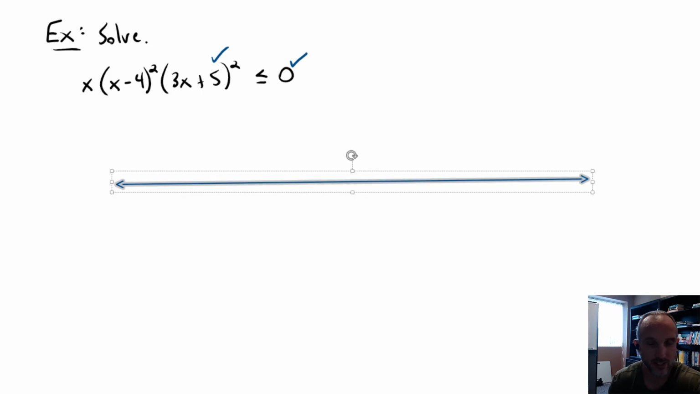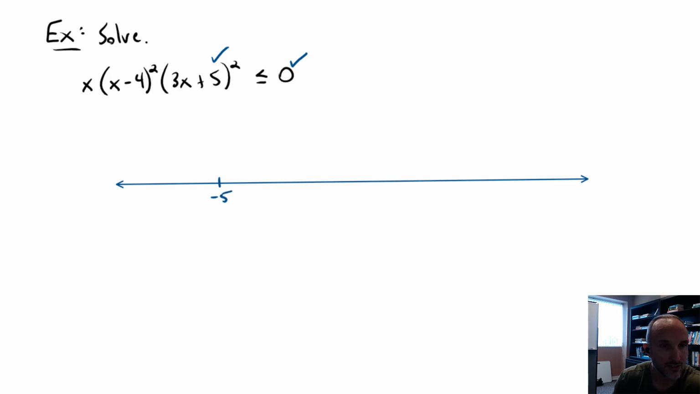The critical values again make the equation true. So x could be 0, 4, or negative 5/3 if you solve each of those factors. So negative 5/3 is first, then 0 is next, and then 4 is after that. And all three of those make the left-hand side 0.